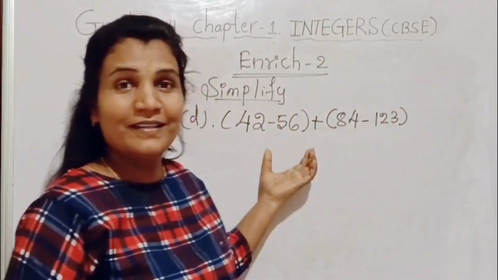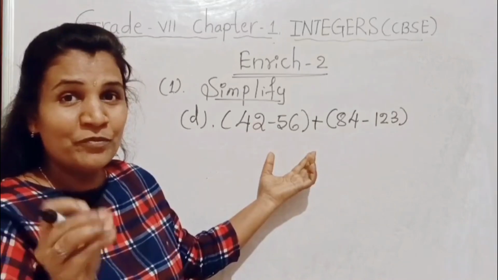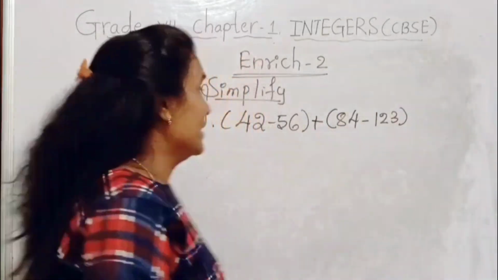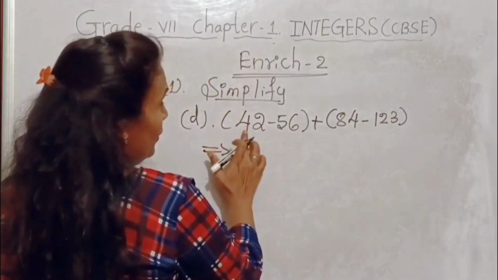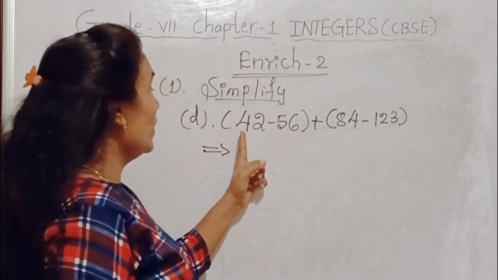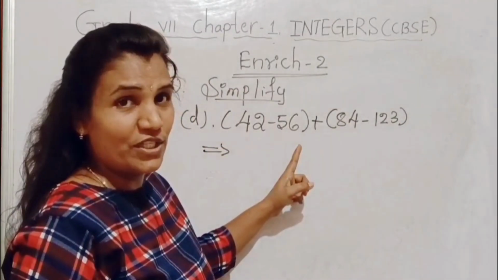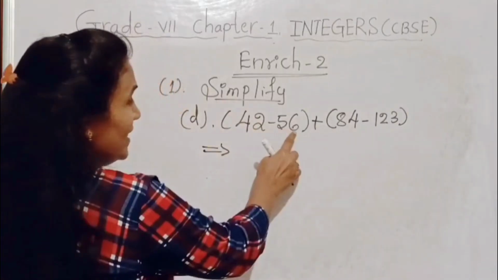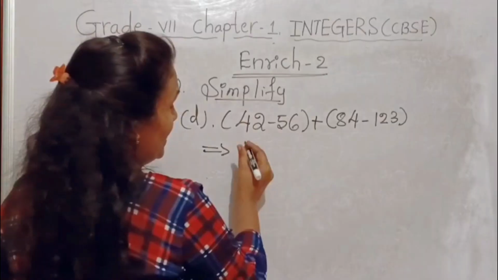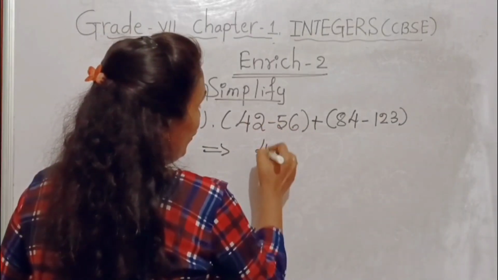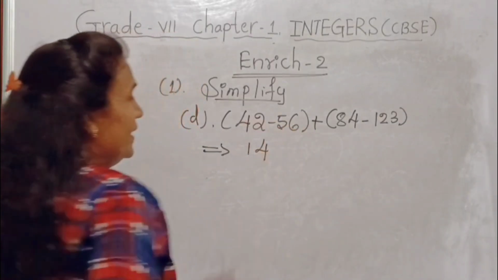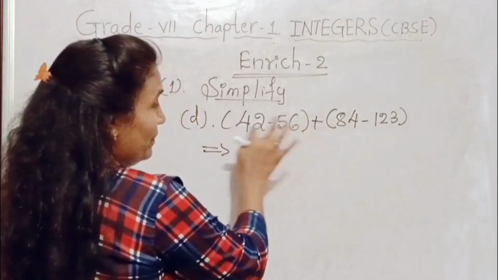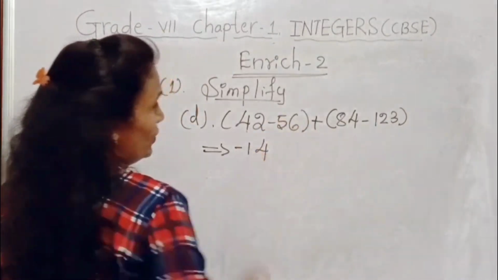Here both are brackets, because first we need to solve the brackets. We need to open up the bracket first. Let us take 42 minus 56. Here one positive integer along with a negative integer. Operation should be subtraction. First simply subtract. 42 minus 56: 6 minus 2, 4. 5 minus 4, 1. Here what sign should come? The bigger integer's sign. 56 is the bigger integer, which has a negative sign.